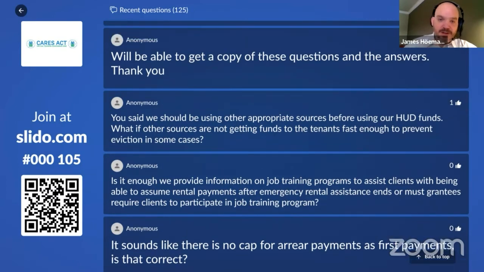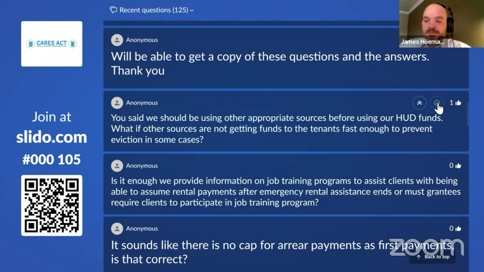You said we should be using other appropriate sources before using our HUD funds. What if other sources are not getting funds to tenants fast enough to prevent eviction in some cases? So your other appropriate sources, I would say probably the most major one that we've seen is that Treasury ERAP money. That has literally stopped a lot of folks in their tracks in terms of expending their CDBG-CV funds.